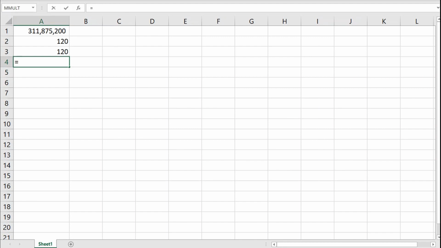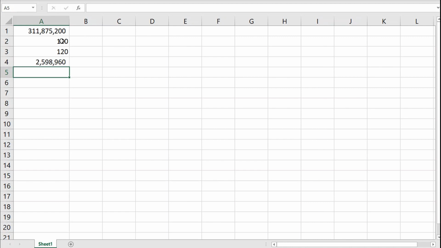So let's do that. Here's our permutations in cell A1 and the number of orders in cell A2. So we divide permutations by the number of orders, and the result is in cell A4. You can see that is 2,598,960. However, you don't need to go through all those steps to get at a number of combinations.